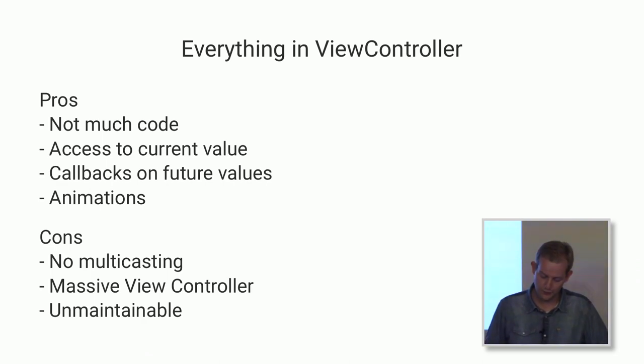So the pros of that approach is there's not much code. It's simple to look at. In the view controller, you can directly access the current value of all the services, so you can immediately show it if you need to show the current value. You get callbacks when the values change, and then you can do animations. I didn't show the animation in the code, but you can do animations. The cons are there's no multicasting, as in if some more people are interested in the state, there's only one delegate. And this approach leads to a massive view controller. The code becomes unmaintainable over time if you just stuff everything you have inside of a view controller.